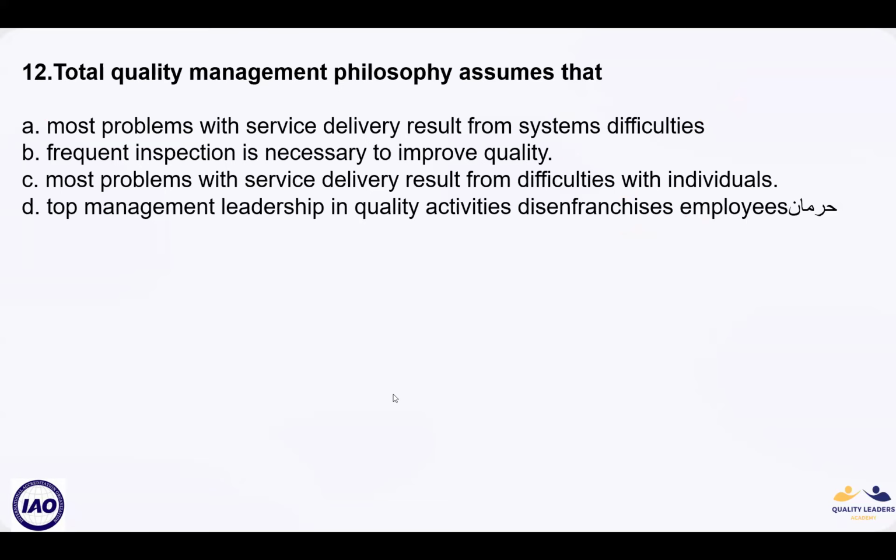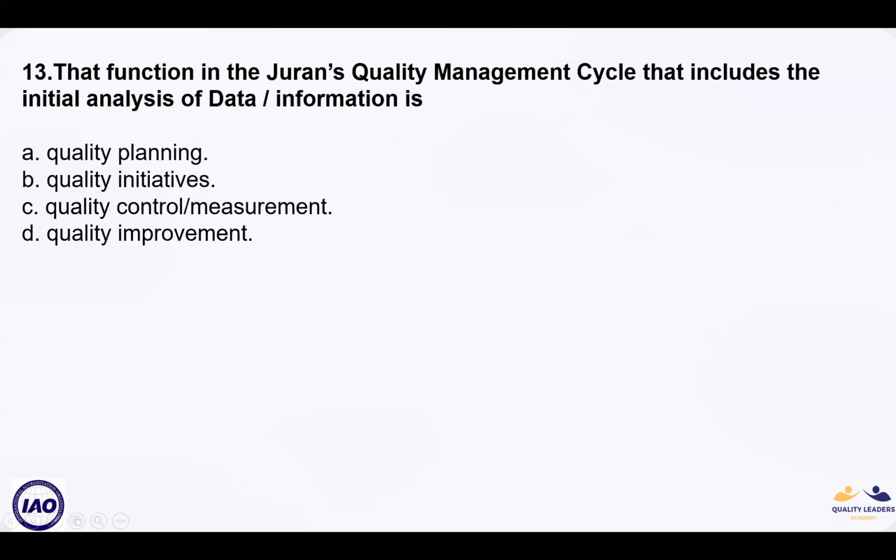Now, coming to the next question. The function in Juran's quality management cycle that includes the initial analysis of data or information is... Here the keyword is initial analysis of data. Here it is asking which function of Juran's quality trilogy includes initial analysis of data. Okay, so in which step is the initial data first analyzed? Okay, and that's what he's asking.